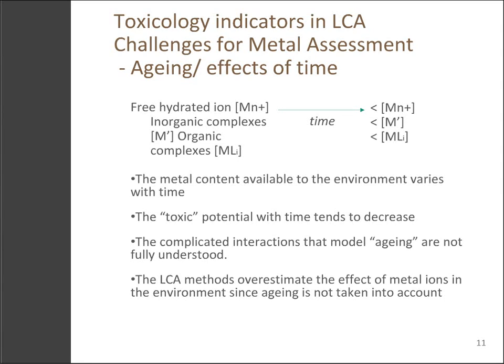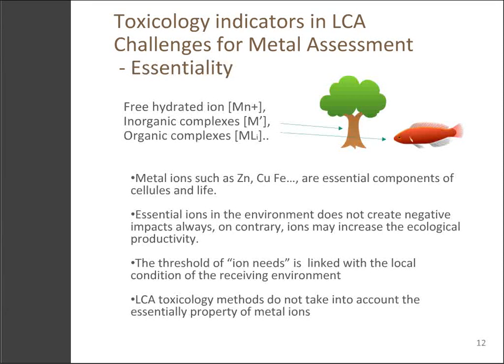And the third, and perhaps the most peculiar of the intrinsic properties of metals that are not included in life cycle assessment, is the essentiality. So these forms of metals are needed for life, and these are essential components of cells and life. Let's say we all know that iron is part of our blood, but also copper and zinc. These, and many others, are known to be essential for life.